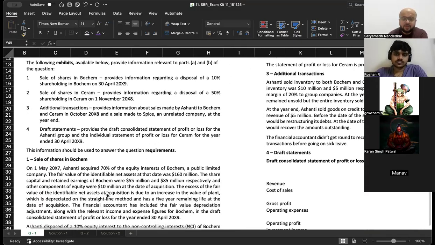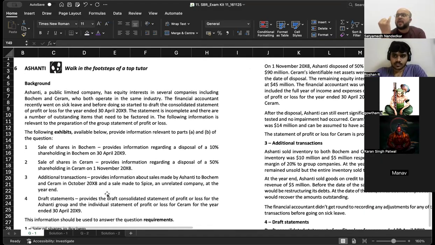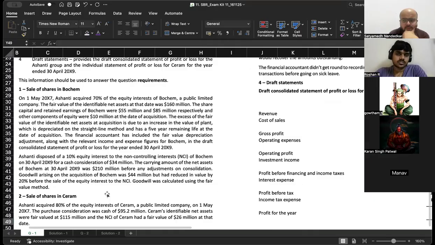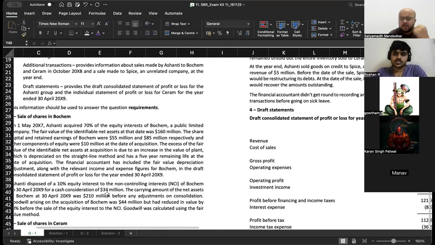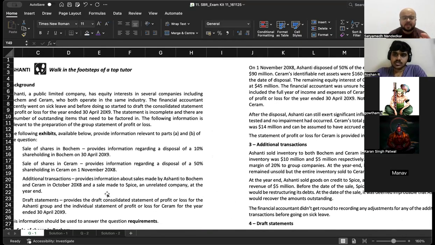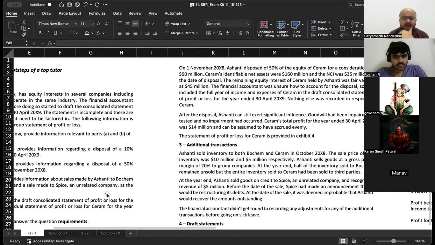Your year starts on 1st of May. So May, June, July, August, September, October, November. How many months have gone by? 6 months, sir. 6 months. So May, June, July, August, September, October. 6 months have gone by and you have disposed of 50% stake in the company. For how much? For 90 million.